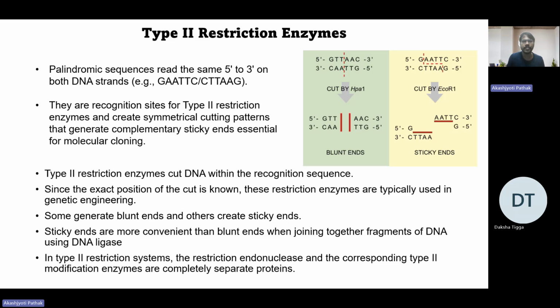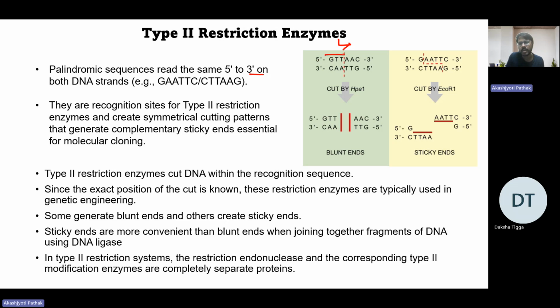Now, the second type is the type 2 restriction enzymes. These are the restriction enzymes that are mainly used. One of the main features of type 2 restriction enzymes is that they recognize palindromic sequences. Palindromic sequences read the same from 5 prime to 3 prime in both the strands.